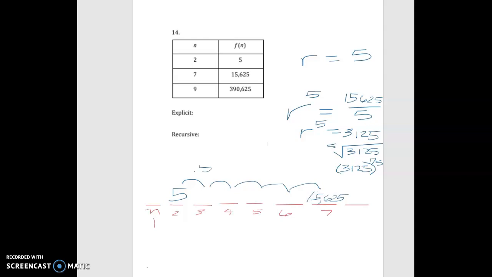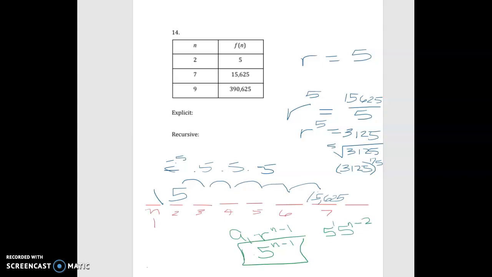So when we went forward, we multiplied by 5 each time to get there. When we go backwards, you're going to divide by 5. So I know my first term is actually 1. When I go to write my formula, let me get a different color. Since we're multiplying, it's geometric, so we've got a1 times our ratio to the n minus 1. Our first term is 1, our ratio is 5, so 5 to the n minus 1, and this would have been my explicit formula.